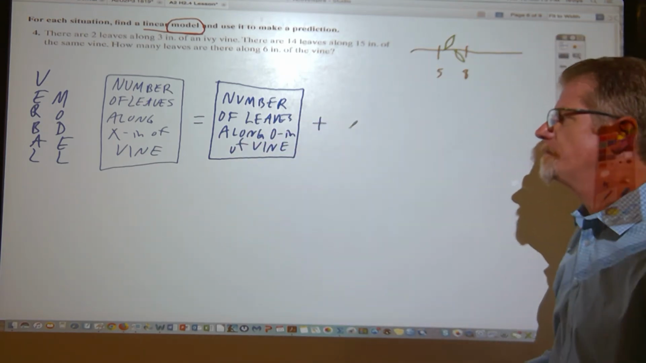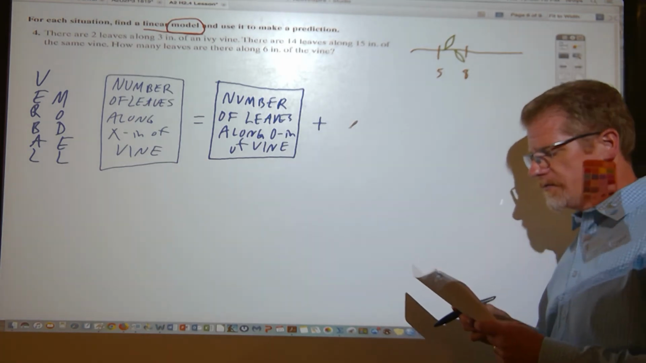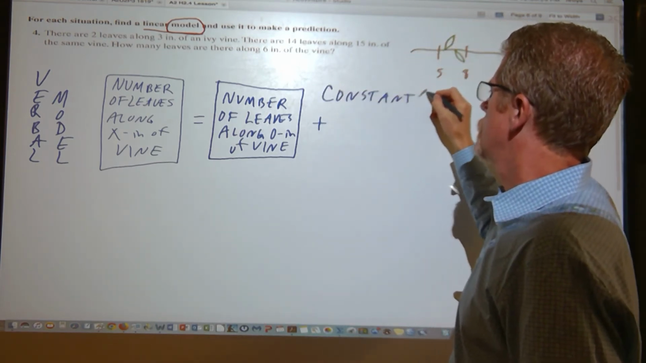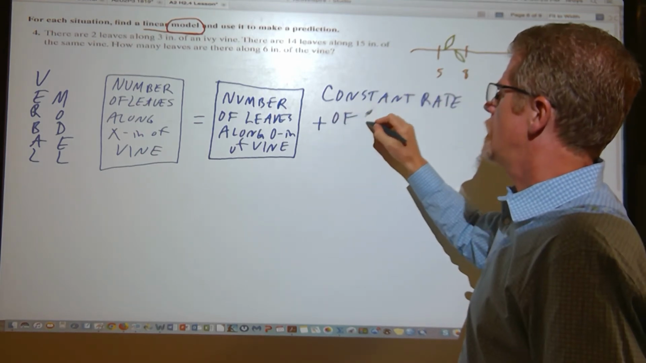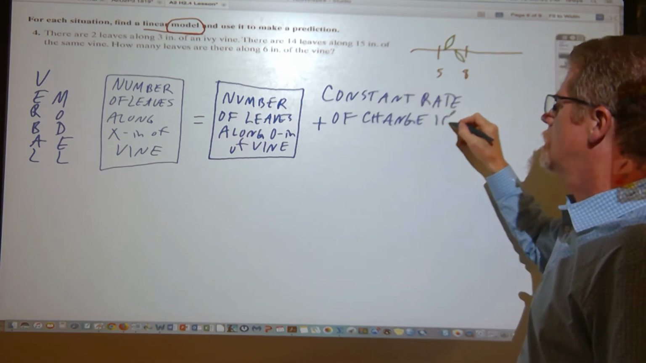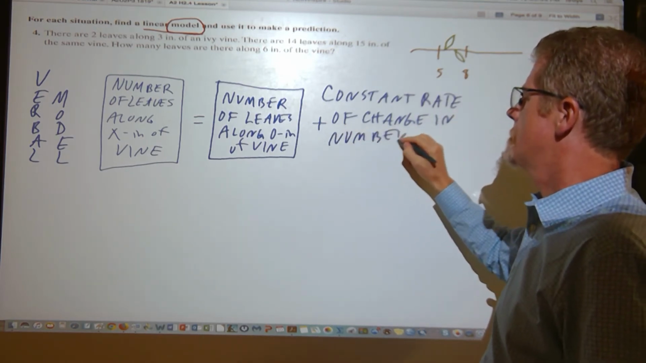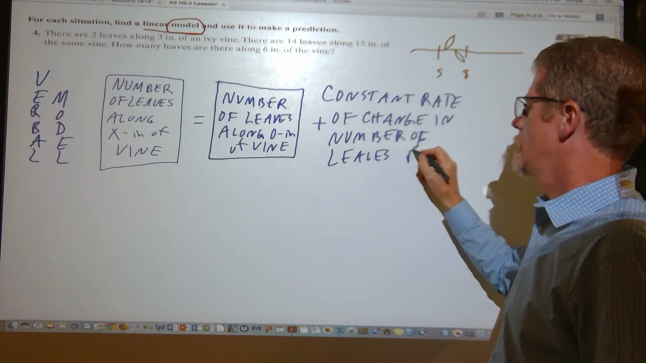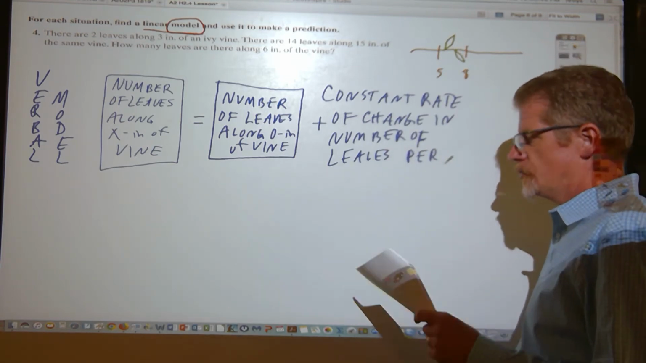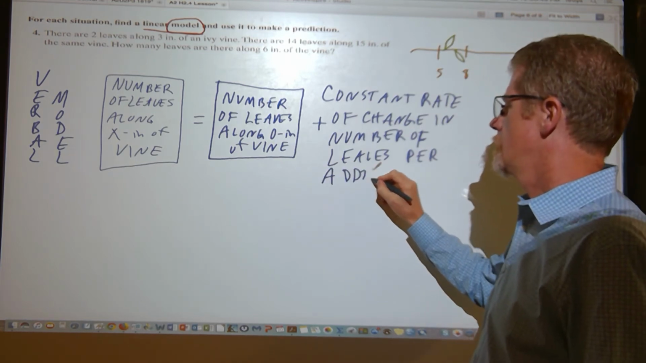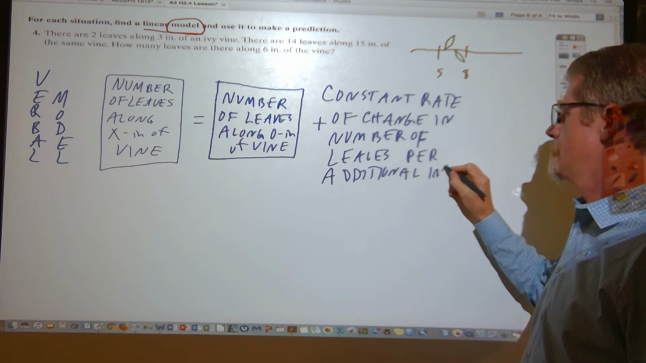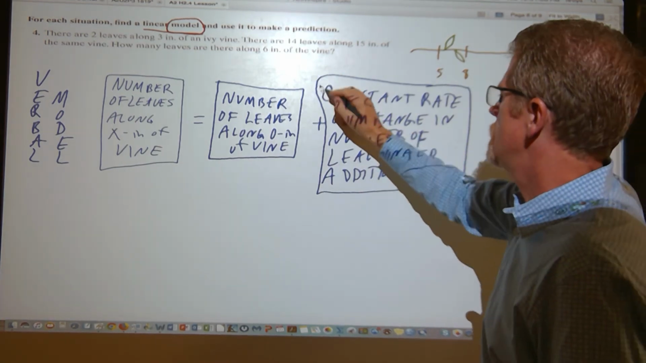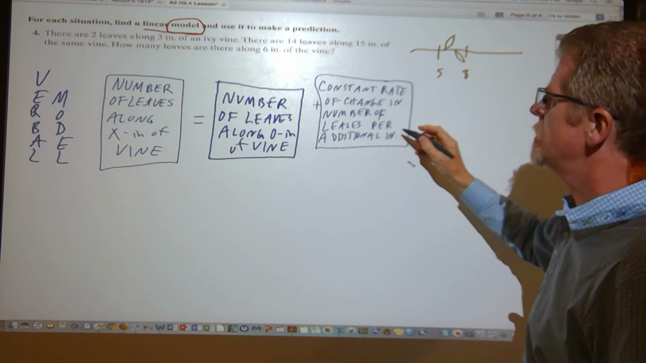Now we need the rate of change. We need the constant rate of change in number of leaves per additional inch. So we're going to call this the constant rate of change in the number of leaves per additional inch of vine. Okay, so that's a lot of words, but that's the idea. It's a constant rate of change in the number of leaves per additional inch. I'm going to shrink this up a little bit.